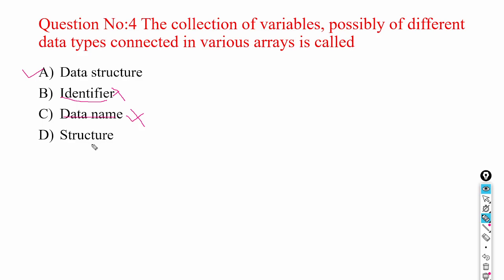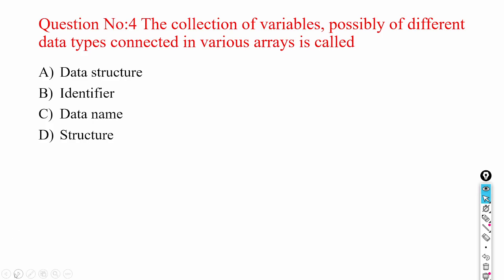So what about structure? Structure is only one type of data structure. There are different types of structures, right? Arrays, linked lists, graphs, queues, and so on. So structure is only a type of data structure. This is not a data structure definition. Okay, the correct answer is option A.